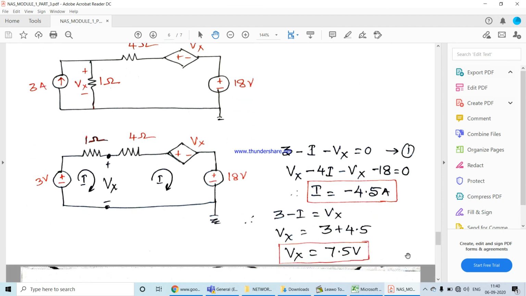Now here I will be getting 2 equations. One equation is for this particular loop, keeping Vx here, and the other equation is for this loop. Therefore, plus 3 minus 1 into I minus Vx equals 0. So this is the loop equation which I wrote. Plus 3 minus I minus Vx equals 0.